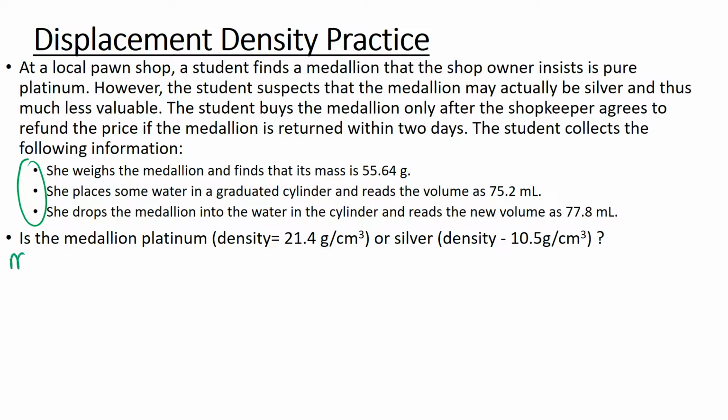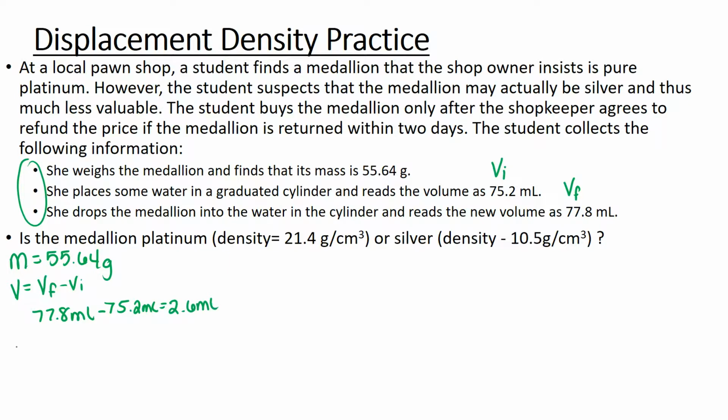Again, like before, I'm going to start getting that information off to the side. It says she places some water in a graduated cylinder and reads the volume as 75.2. I'm going to call this my V subscript I, or VI, for initial volume. She then adds the medallion into the water and rereads it. This is our VF, or final volume. In order to know the volume of just the medallion, you take your VF minus your VI. So we're going to take 77.8 milliliters minus 75.2, and the difference is 2.6 milliliters.